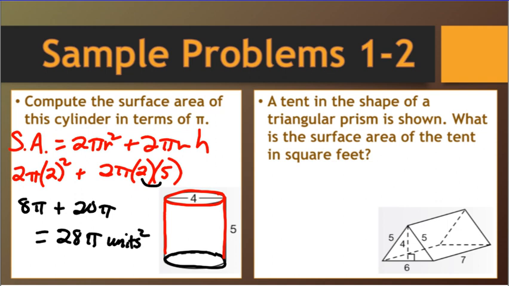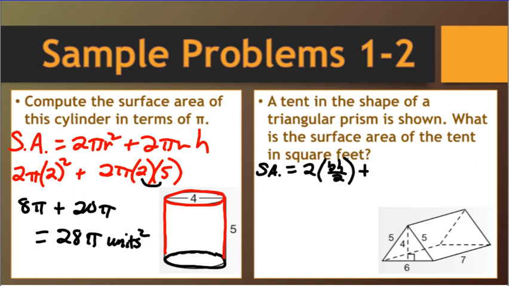Next one, a tent in the shape of a triangular prism is shown. What is the surface area of the tent in square feet? So we have a triangular prism. So the base is a triangle. So for the surface area, we have two triangles. The area of a triangle is base times height divided by 2.